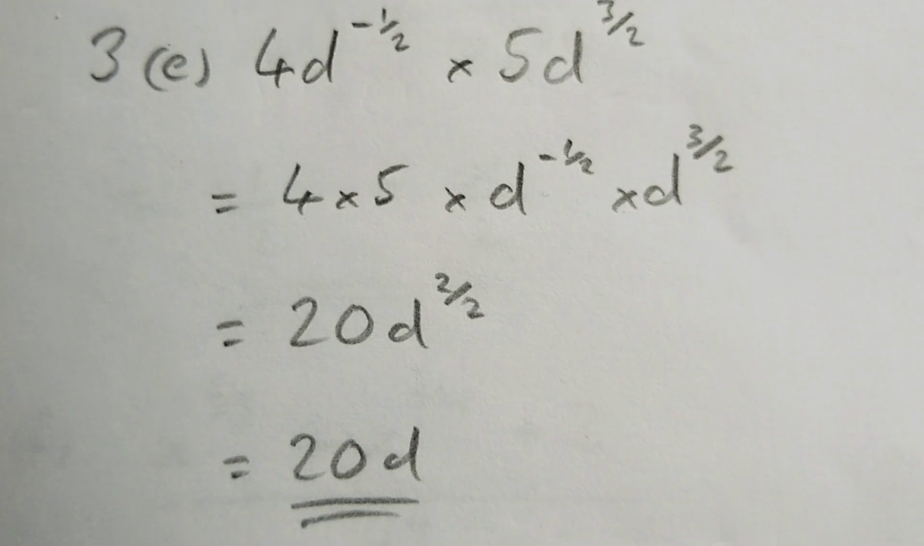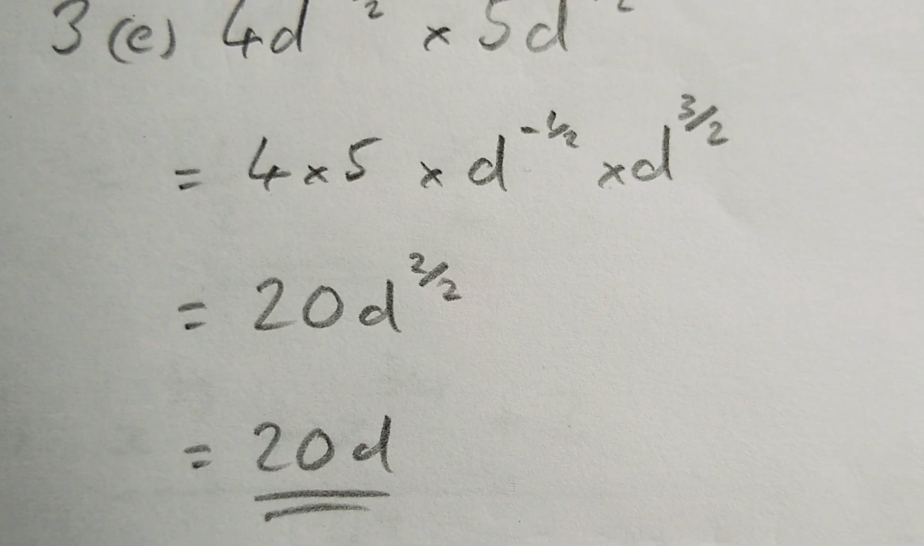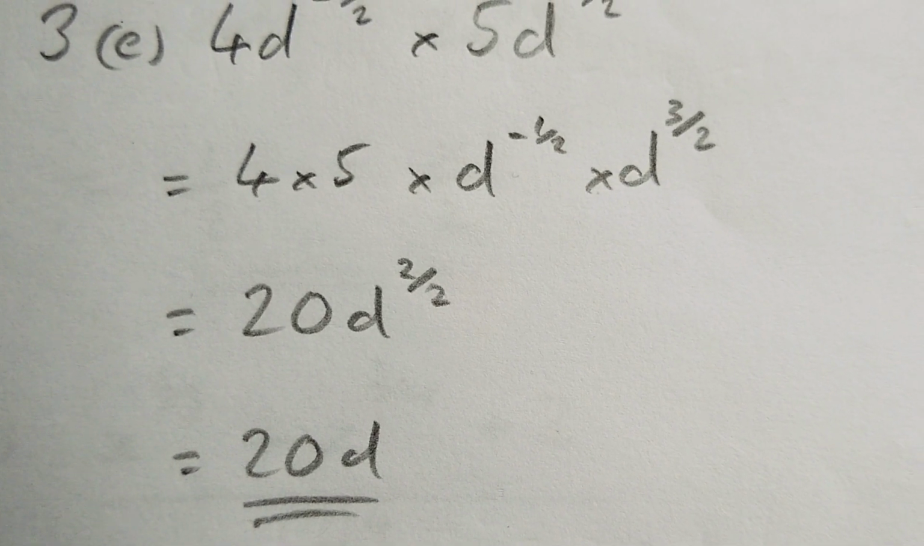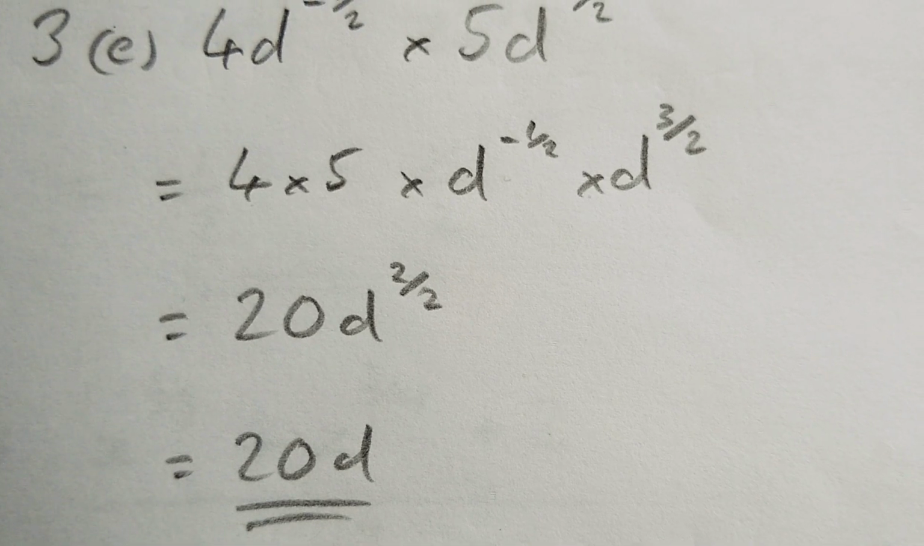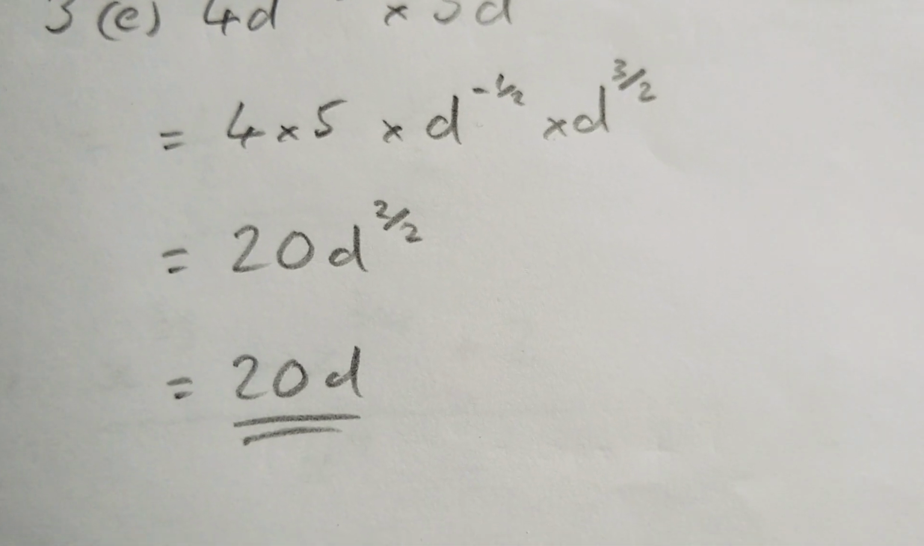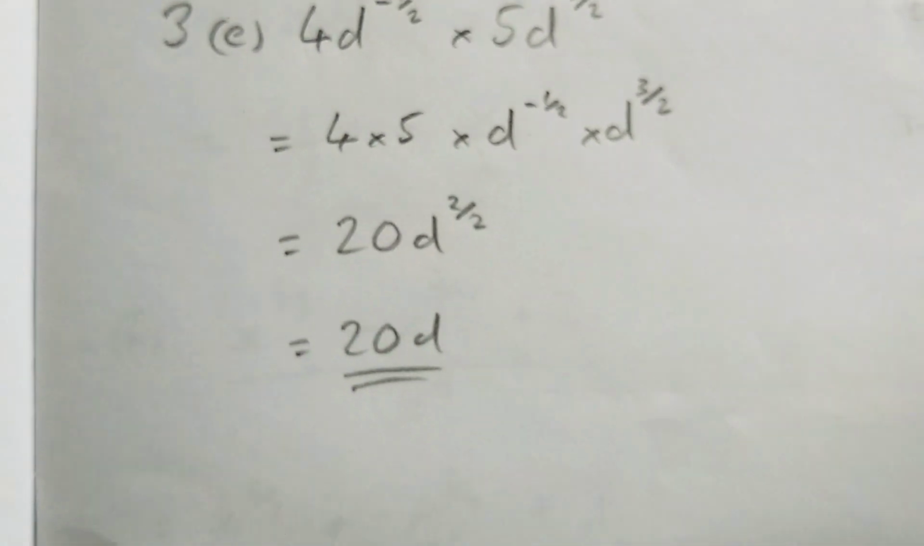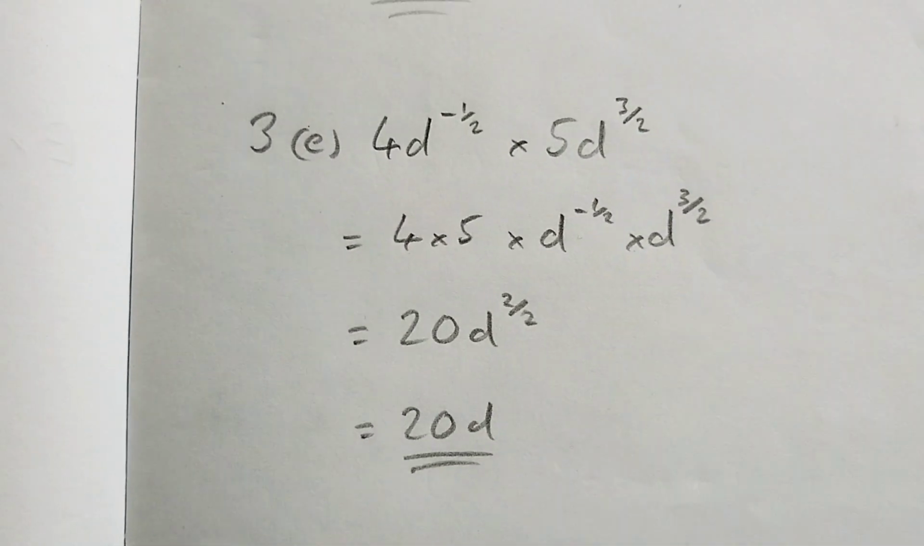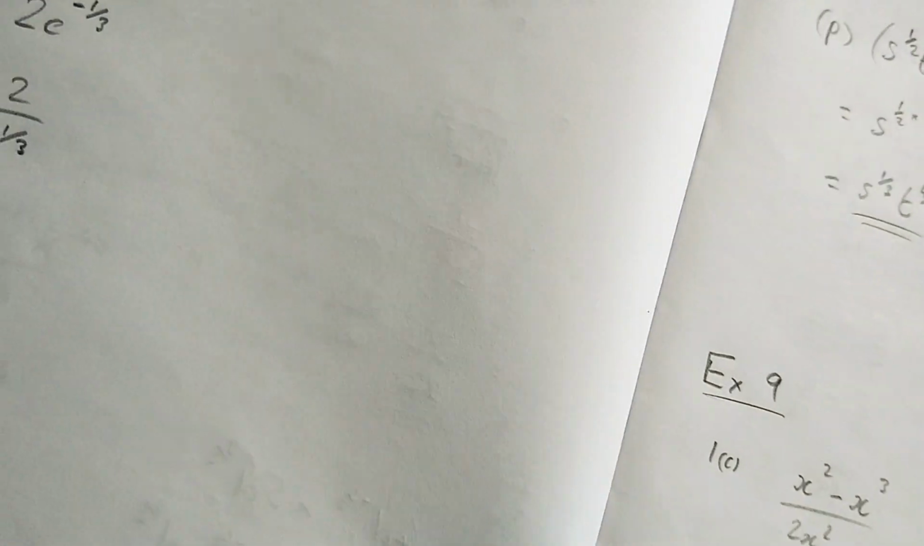So where are we? Negative 1/2 plus 3/2, that is 2/2, so that'll be 20d to the 2/2, and of course 2/2 is 1 whole, and d to the power 1 is just d. So the answer would be 20d. So 3 more.